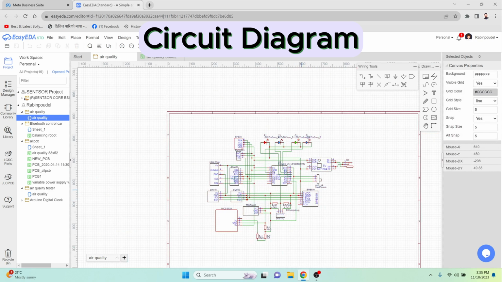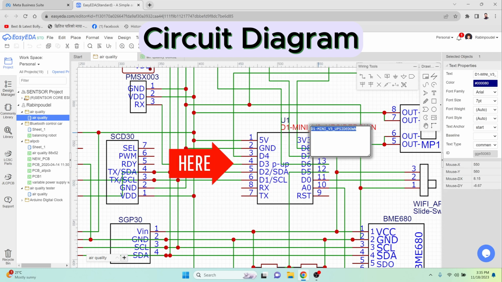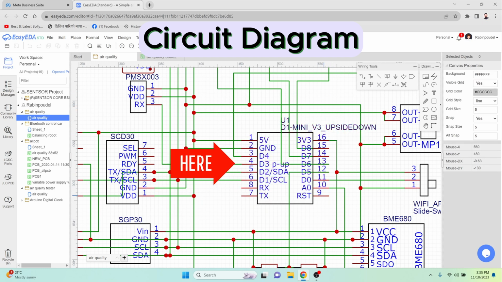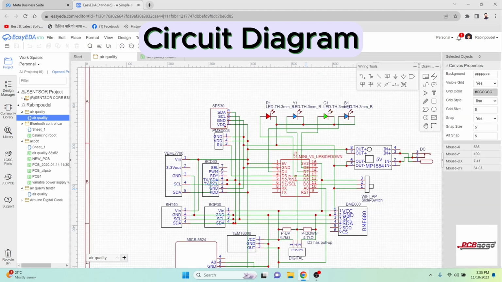Let us start with the schematic diagram. This is the circuit diagram of our project. Let us first go through the main component of our project. We are using Node MCU D1 Mini as a main controller in this project. It senses the input data from different sensors and gives the respective output in the display unit.